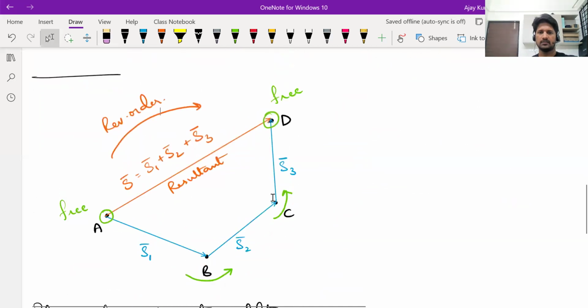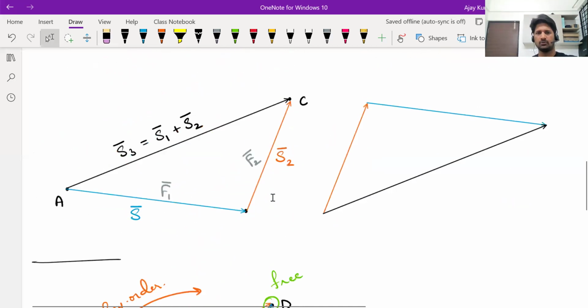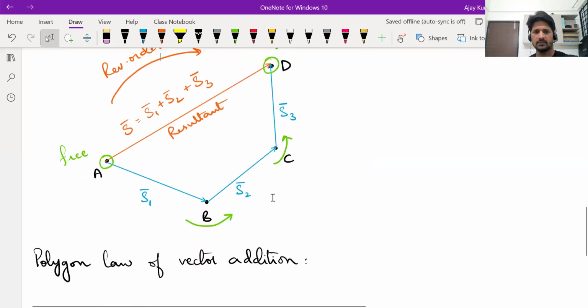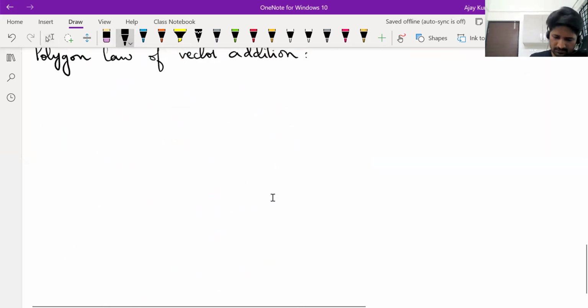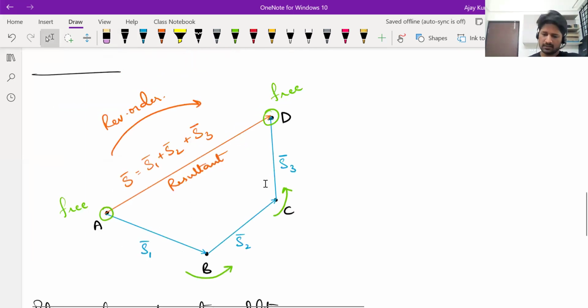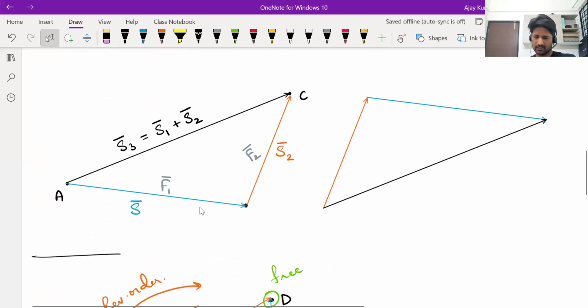One is triangle law, which is for 2 vectors. For any multiple vectors, you can use polygon law of vector addition. Then there is something called parallelogram law of vector addition. It is just a restatement of triangle law, I would say.